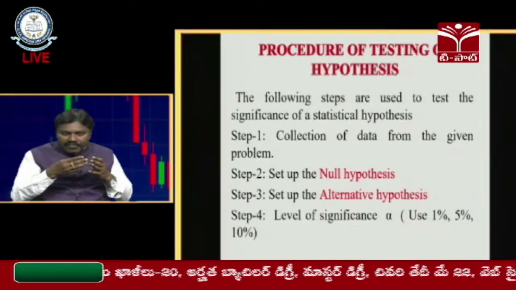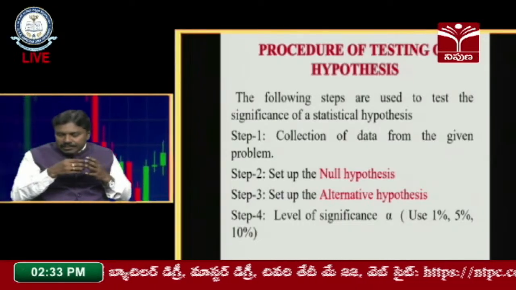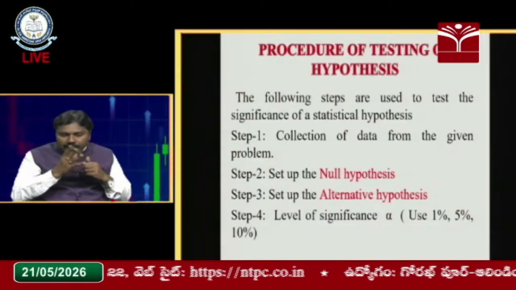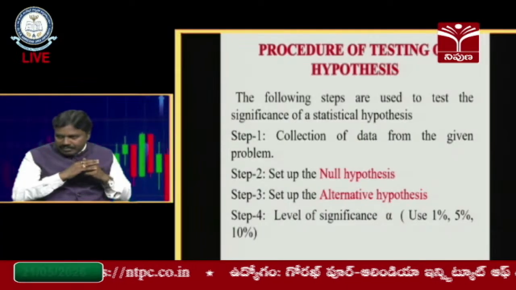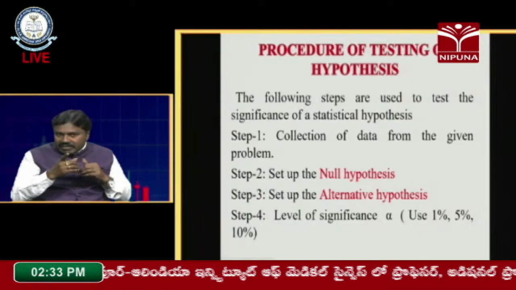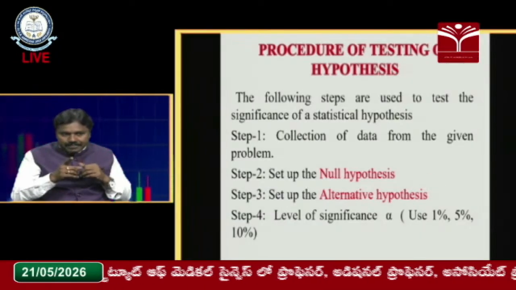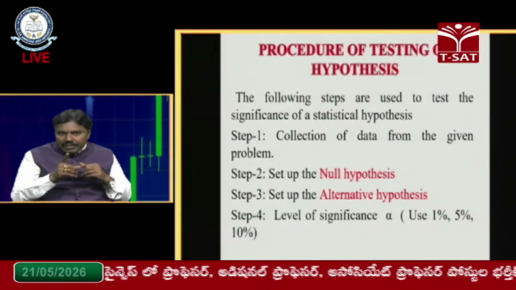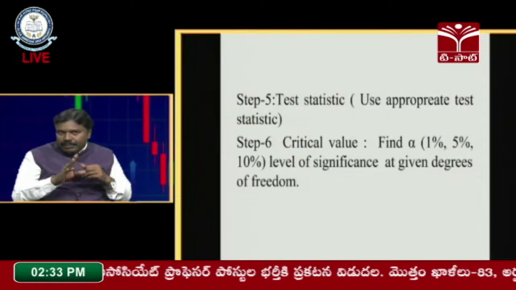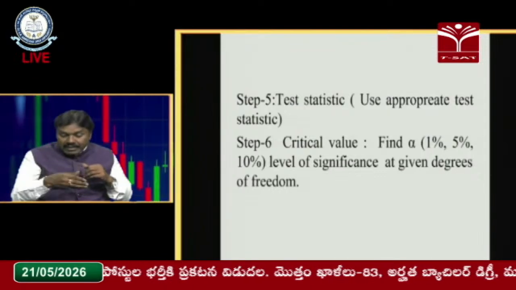After defining the null and alternative hypothesis, you use an appropriate level of significance. At what level are you going to reject your null hypothesis? So you define the level of significance, which is represented by alpha. Alpha is equal to 1%, 5% or 10%, depending on the importance of the data.